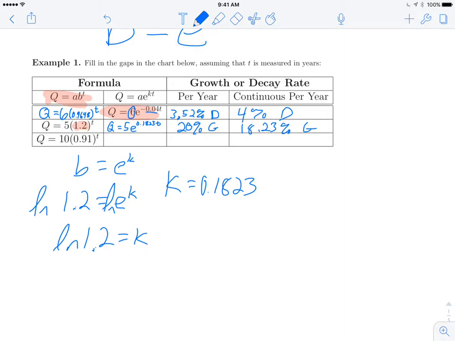All right, so what would be best here is if you would just pause the video and try the next one completely on your own.